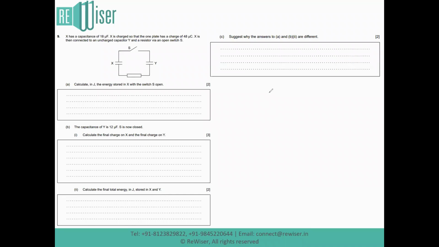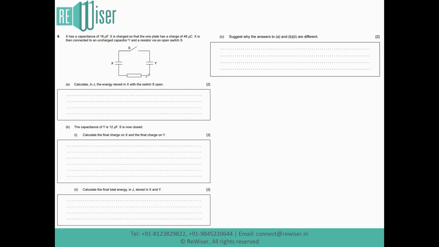Let's have a look at another question here involving capacitance. X has a capacitance of 18 microfarad. X is charged so that one plate has a charge of 48 microcoulomb. X is then connected to an uncharged capacitor Y and a resistor via an open switch S.